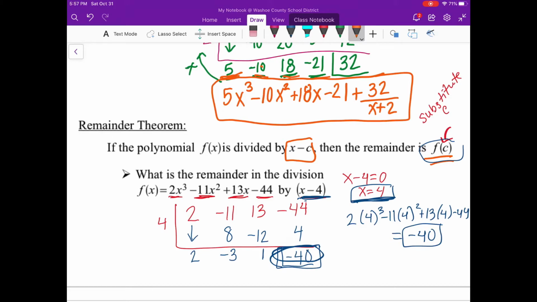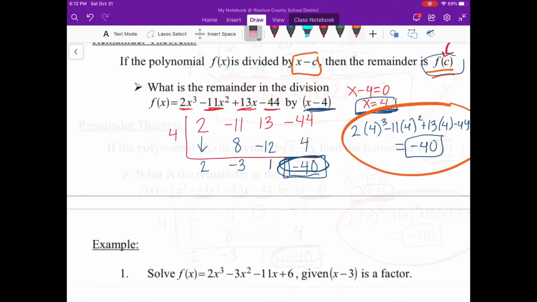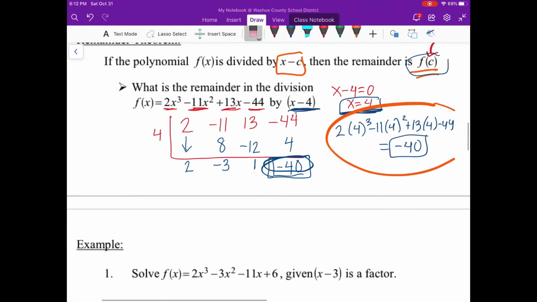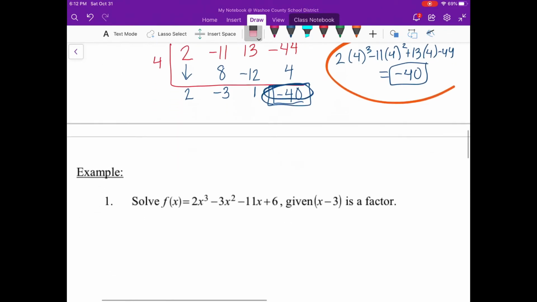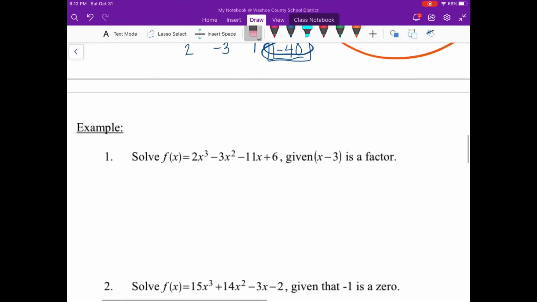You've done this before, right? You've substituted in numbers to figure out the new value. But now we're showing you another way of doing it through synthetic division. Okay, going to the next page, here's why we would want to use synthetic division, okay?